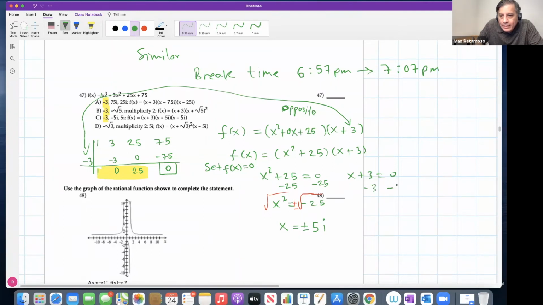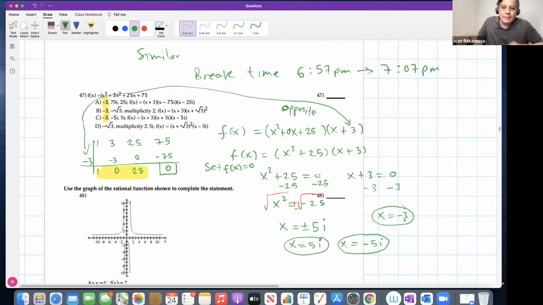And from here, I get x equals -3. So this is 1 zero. And from here, I get 2 zeros, x equals 5i and x equals -5i, right? So these are in total all the zeros of this polynomial function. x equals 5i, x equals -5i, x equals -3. So you gotta write this out, but also somehow they want you to factor, right? To show the full factorization here.